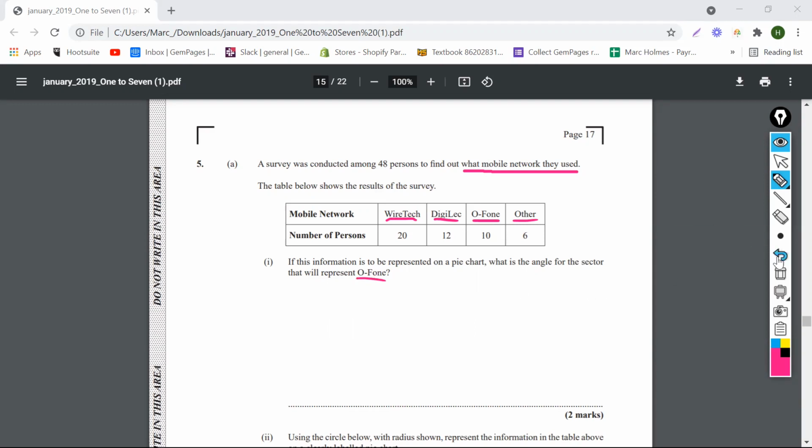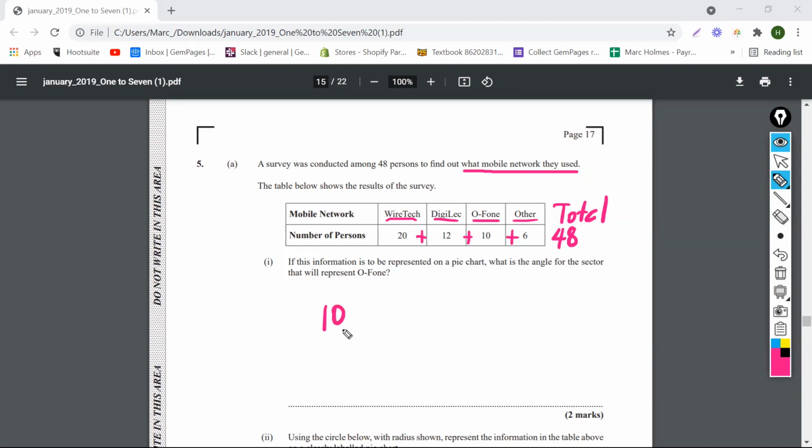So this is really easy, guys. If we add all of these together, the total is going to be 38. 10 plus 20 is 30. Well, no, not 38, 48. Yeah, the total is 48, guys, for all of the different types of persons using different types of phones. And it says, what's the sector for the Ophone?